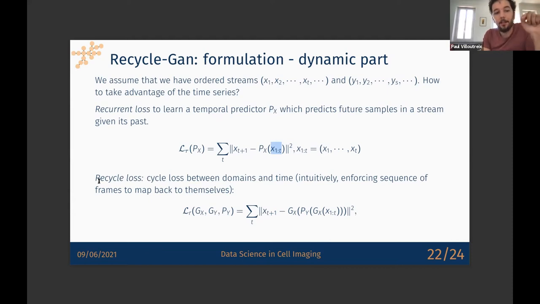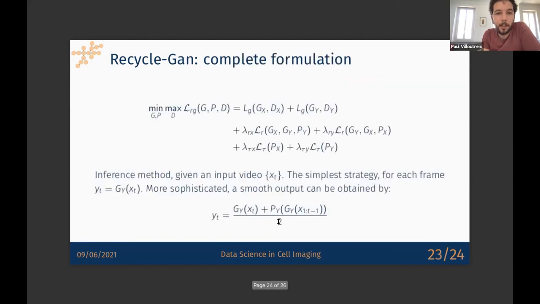And then finally, the recycle loss is how this recurrent loss or this temporal predictor will be consistent with the encoding and decoding part. So if you have a time series in one domain, then you will first translate the first point into the other domain, then use the temporal predictor that you've learned in the second domain to predict the next point, go back to the first space, and then compare the results with the next time point in the first domain. So this is how you do recycle GAN.